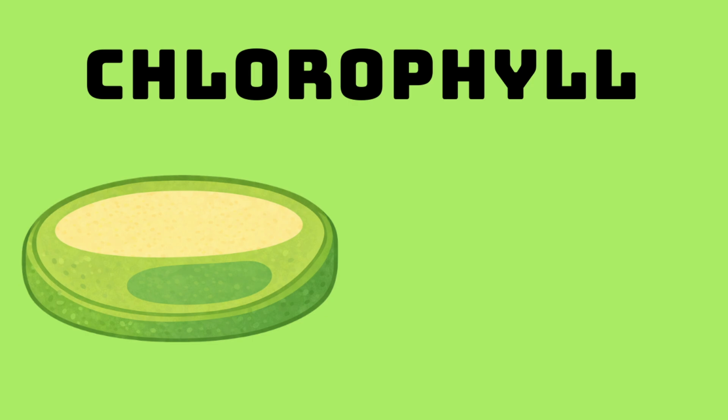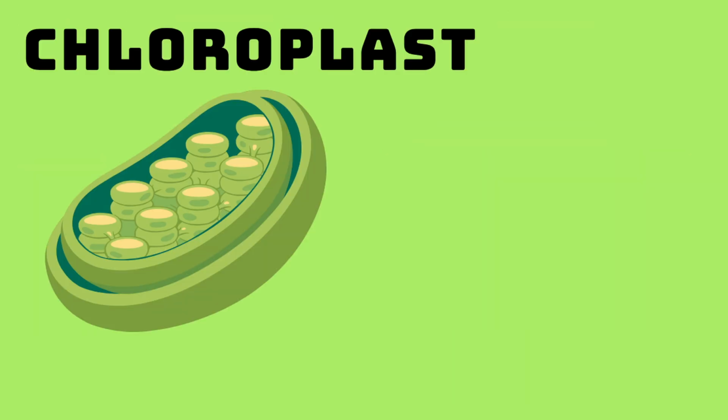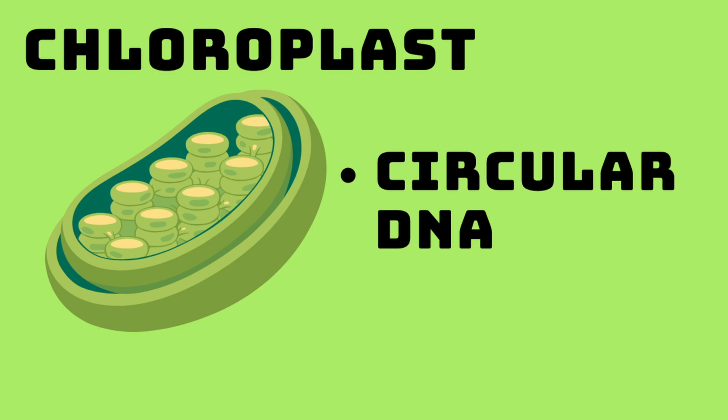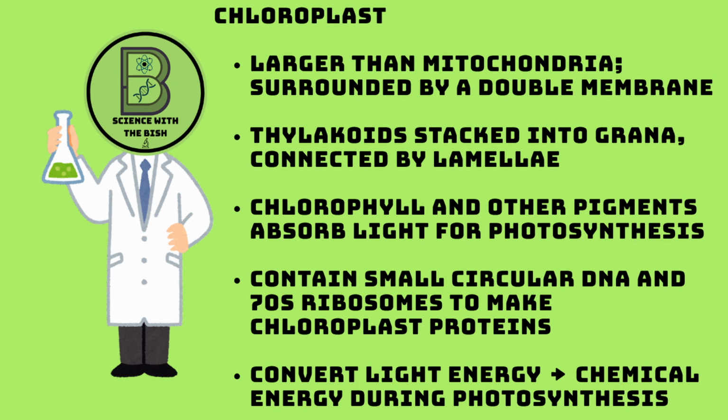The thylakoid membranes contain chlorophyll and other photosynthetic pigments that absorb light energy needed for photosynthesis. The fluid in the chloroplast is known as stroma. Floating in the stroma, you can also find circular DNA molecules and 70S ribosomes. Here's a summary of the chloroplast.